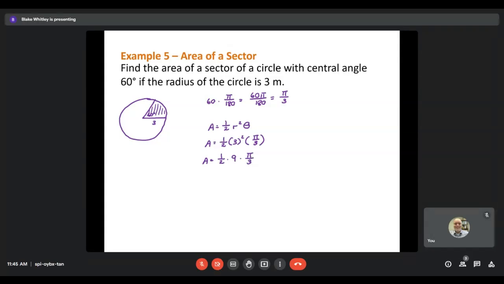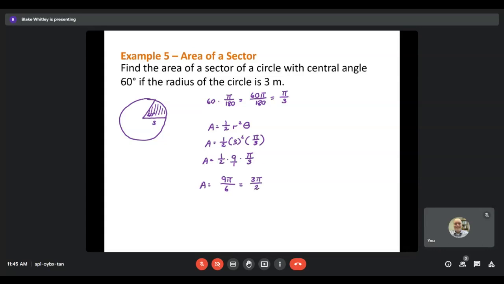And now we just have all multiplication. And so I can just write this as 9 over 1, multiply everything straight across. So we have 1 times 9 times pi. That's going to give us 9 pi. 2 times 1 times 3 is going to give us 6. And now we can simplify that fraction because 3 goes into 9 and 6. So that gives us 3 pi over 2.